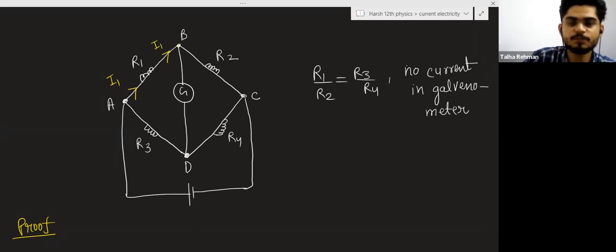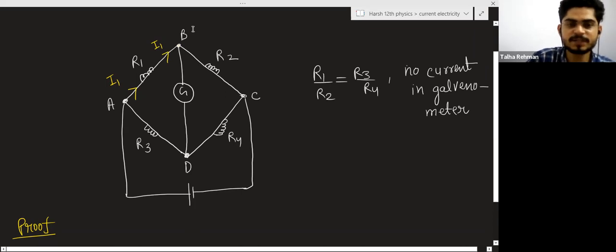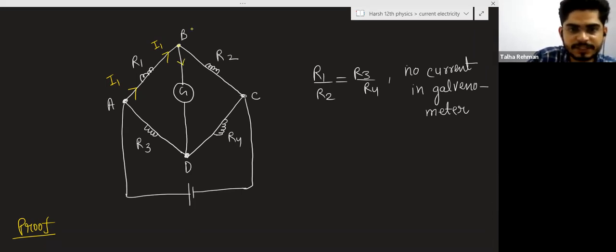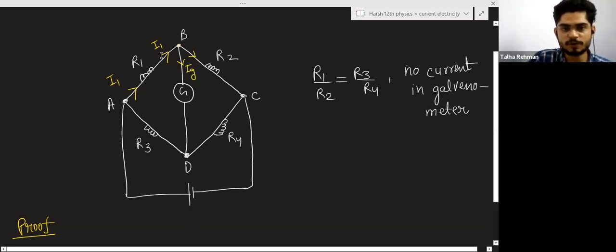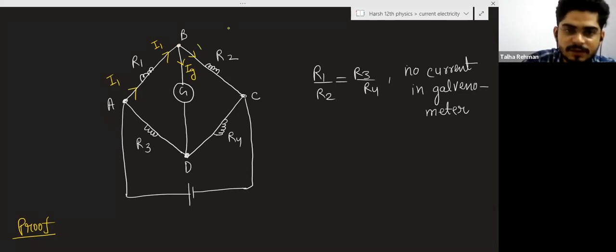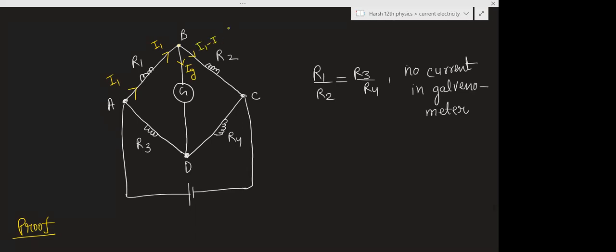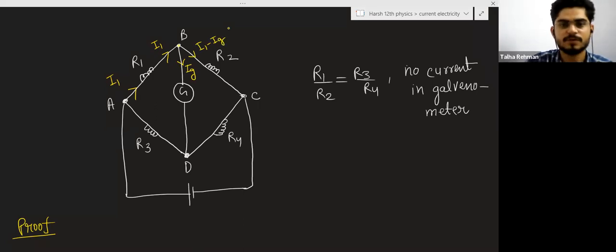Now this B point is the junction point. Some current will go in this direction and some current will go in this direction. Suppose IG current is going in the galvanometer. From this I1 current, IG current goes in the galvanometer and the remaining current will flow in this resistance. What is the remaining current here? I1 minus IG. So here the current is IG, again here is the current IG.